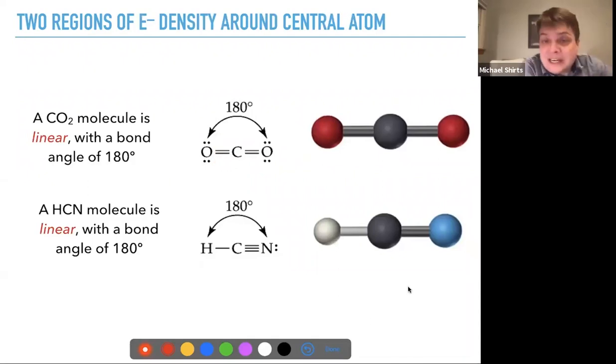CO2 is linear. A hydrogen cyanide molecule is also linear with a bond angle of 180 degrees. In this case, the carbon has 1 triple bond and 1 single bond, but experimentally this is a linear molecule. So that's another example of the 2 possibilities of having 2 regions of electron density.